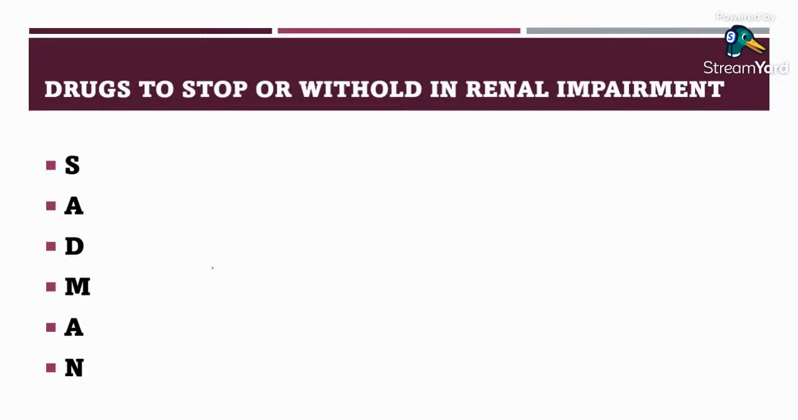All right, so we're going to look at very common examples of drugs that we should stop or withhold temporarily in renal impairment. This is the updated list of common drugs. The mnemonic we use is SADMAN. So the first S stands for sulfonylureas.